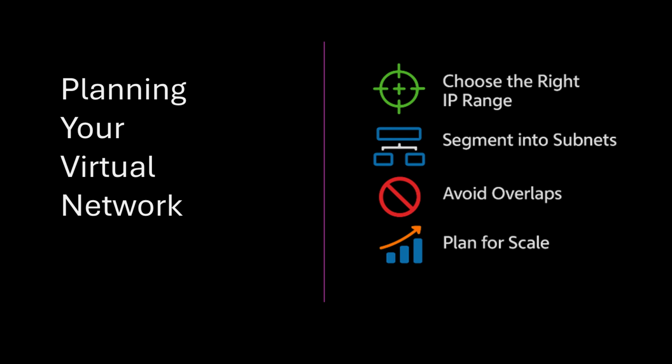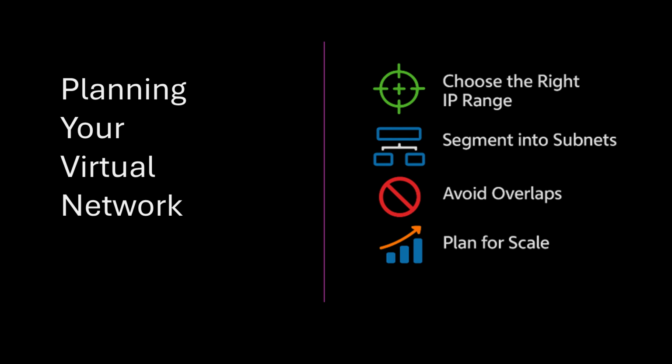Next, break your VNet into logical subnets. Each subnet should have a clear role, perhaps one for web servers, another for application logic, and a third for databases. This structure not only keeps things organized but also gives you better control over security and traffic flow. And don't forget, Azure reserves 5 IPs in each subnet, so account for that when sizing.